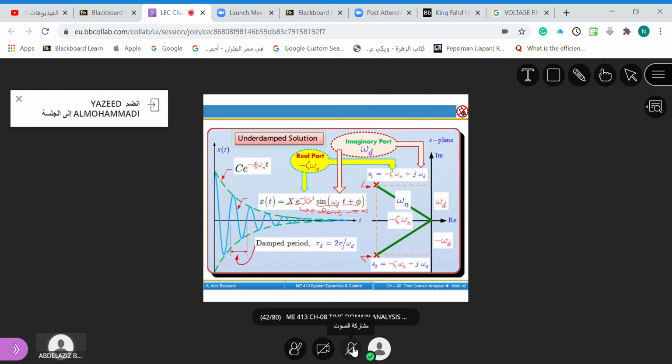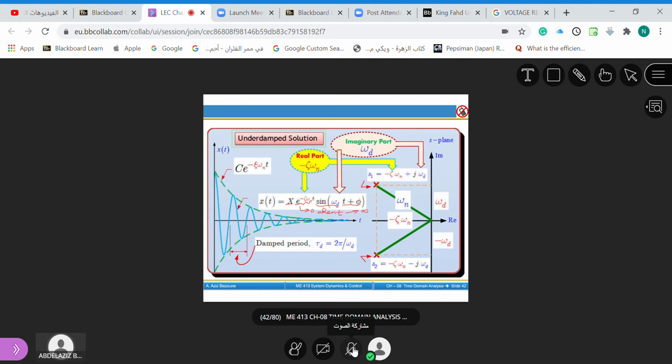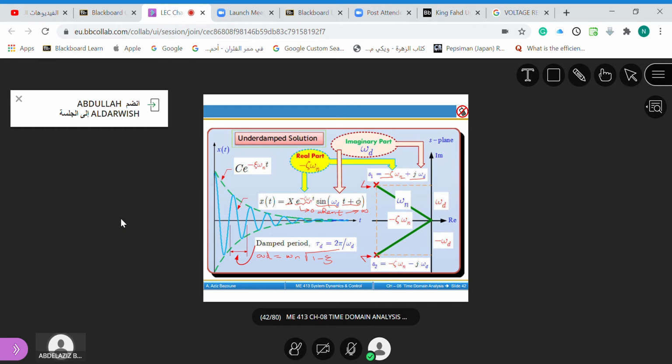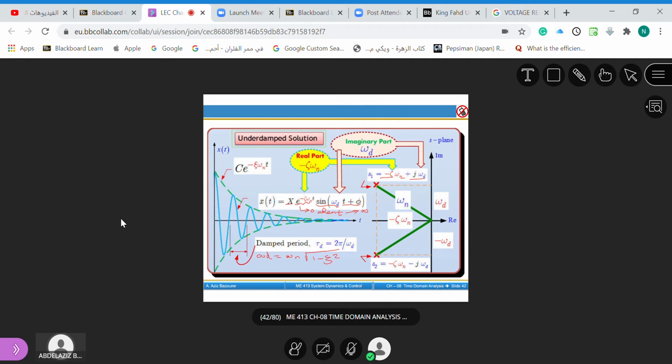You can see here also that, if you remember, we wrote the poles of the characteristic equation in this form: S1 is minus zeta omega n plus j omega d. S2 is the complex conjugate, which is minus zeta omega n minus j omega d, where omega d we defined like this: omega d is equal to omega n square root of 1 minus zeta squared. We call it omega d. So we have two complex conjugate poles, S1 and S2.